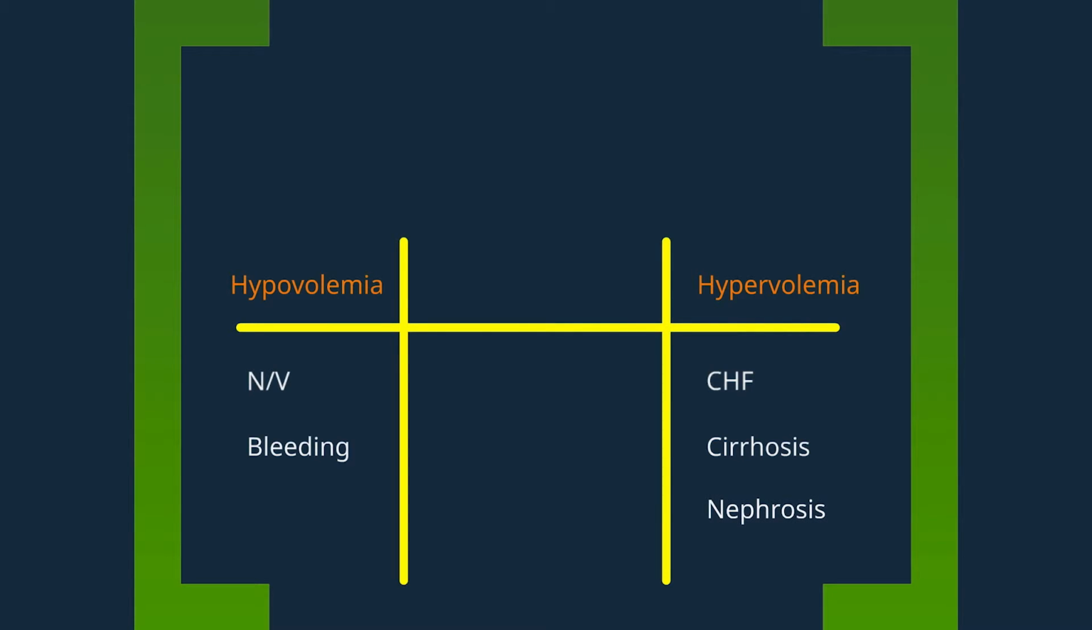Let's build our tree. There's hypovolemic hyponatremia. Common causes include nausea, vomiting, and GI bleeding. There's hypervolemic hyponatremia. Causes are the edematous states, CHF, cirrhosis, and nephrosis. And there's euvolemic hyponatremia. Causes include hypothyroidism, adrenal insufficiency, and SIADH.